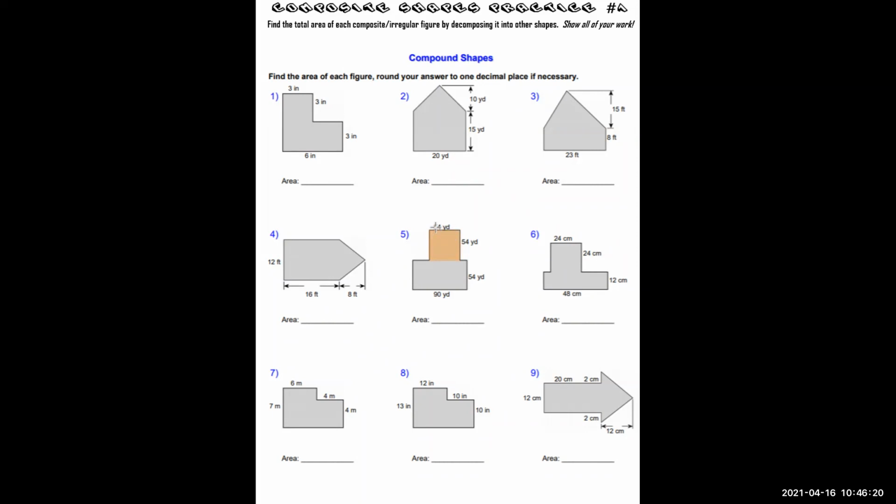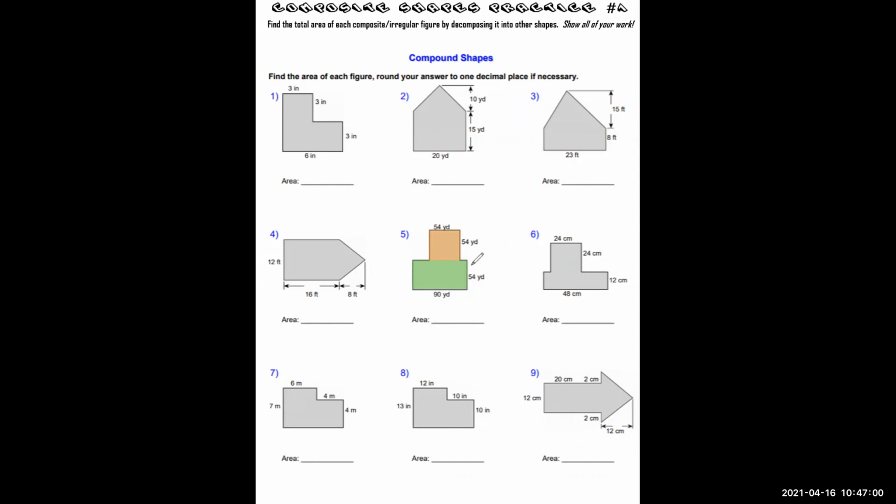It looks all weird, but the measurements tell me it's 54 by 54. So that's a square. And I am going to go ahead and separate down here. I have a rectangle. So I have a square and a rectangle here. I need to find the area of each one of these shapes and then add them together in order to get the total area of my composite shape.